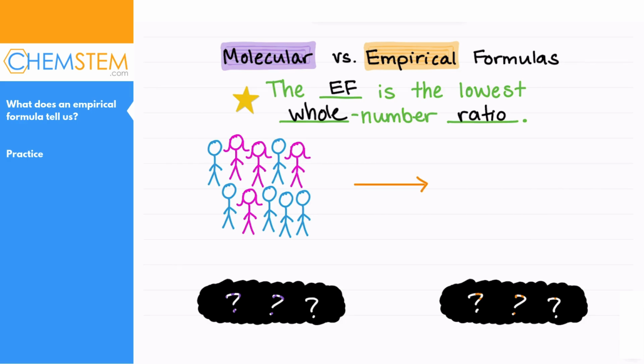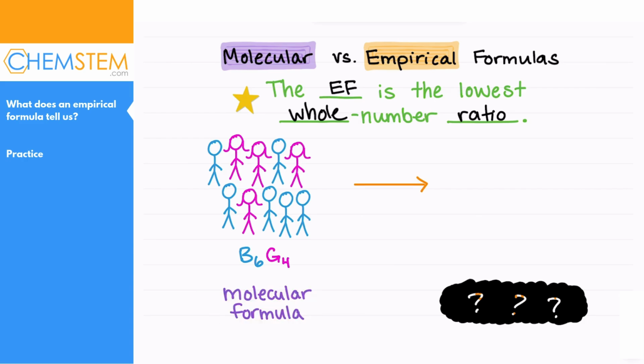So what we have here is a group of 10 people to help us understand how this works. We have a mix of boys and girls. So B subscript 6, because there are 6 boys in this class, and then we're going to have G subscript 4, because there are 4 girls in the class. This would be an example of the molecular formula, because it tells you exactly how many of each element, so to speak, is in the compound.